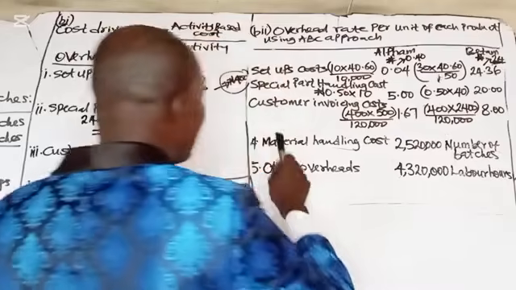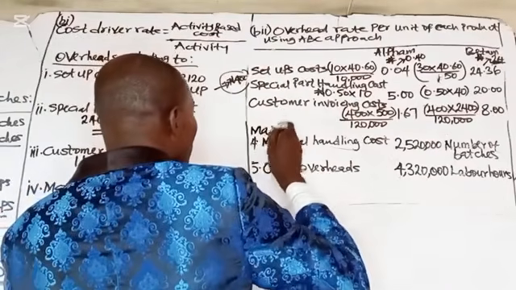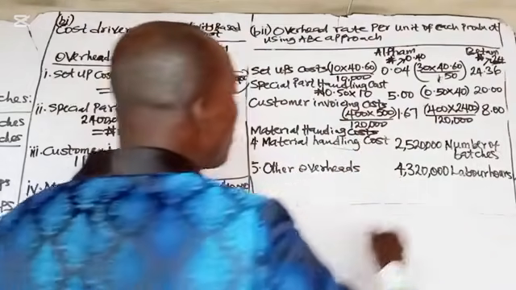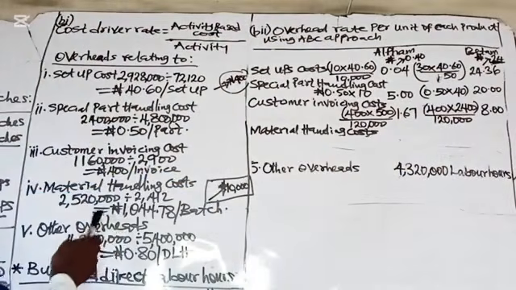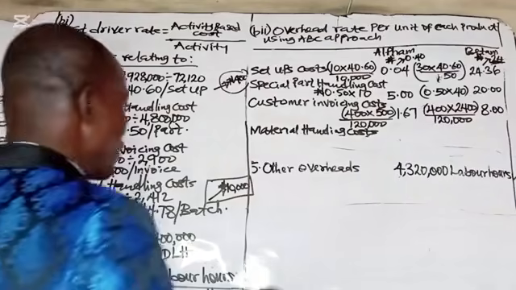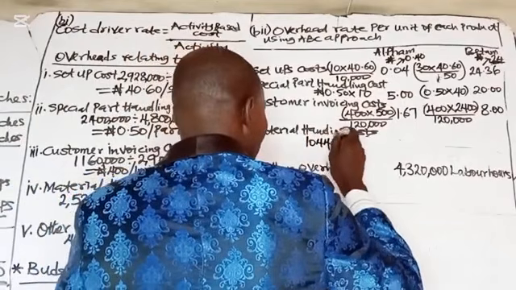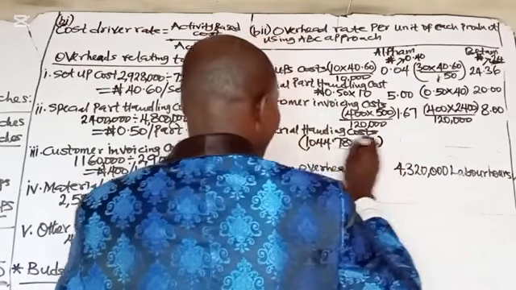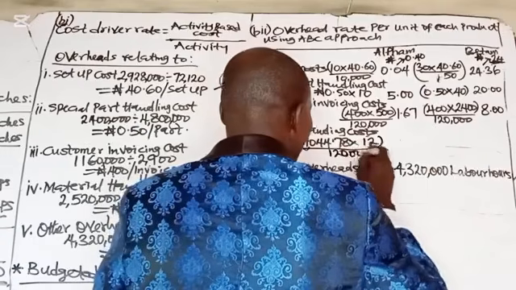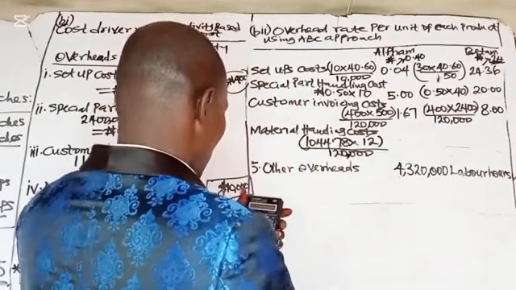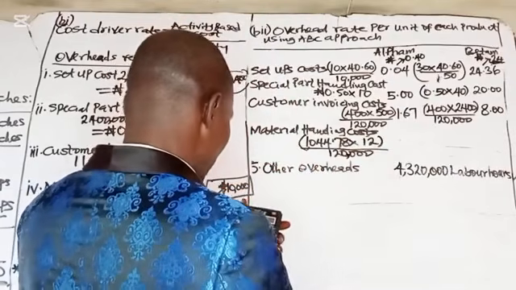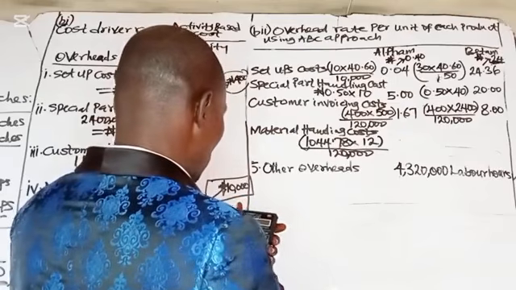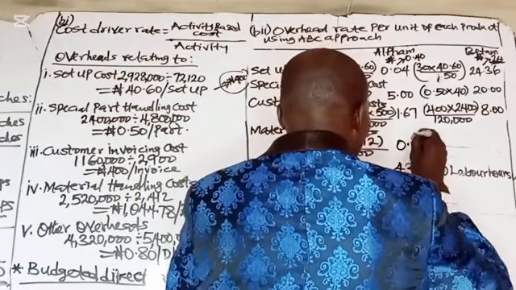Then the next cost item is material handling cost. You are to use the number of batches. For material handling cost, we got 1,044.78 times the number of batches, which is 12. For Afam we have 12 batches. Since this is not per unit, let's divide it by the number of units, 120,000. 1,044.78 times 12 divided by 120,000 gives us 0.110.